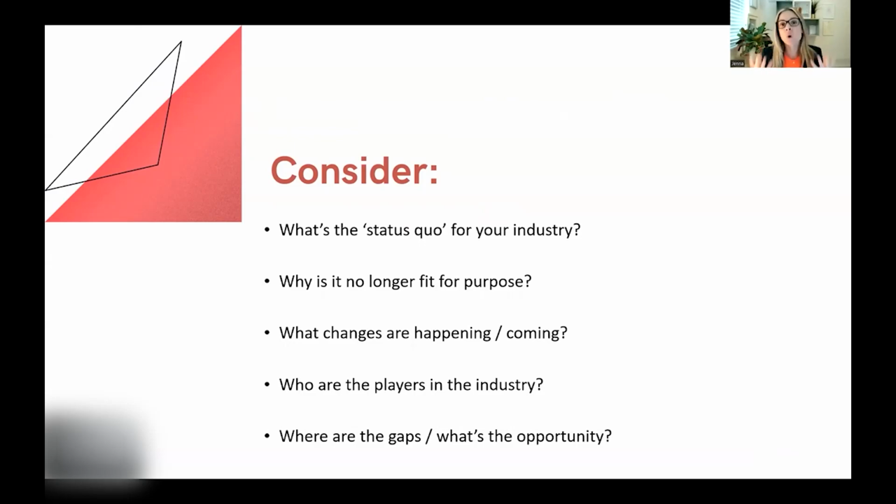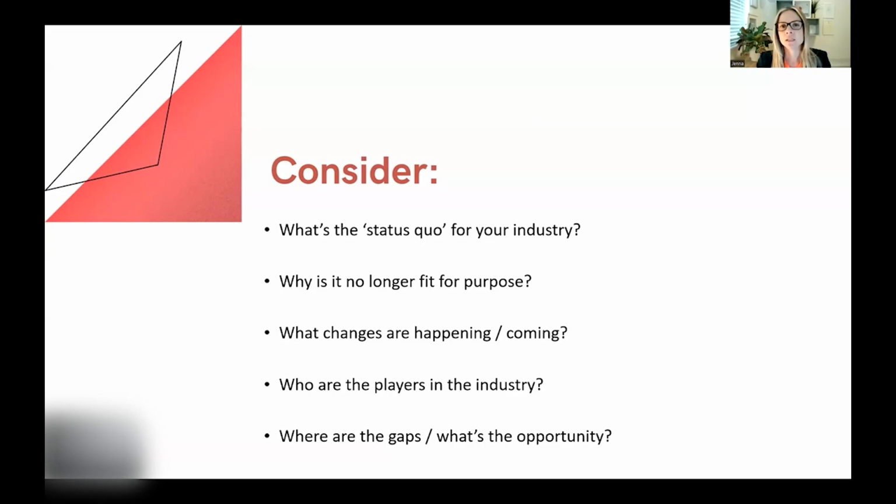The next thing to think about is, why is it that it's no longer fit for purpose? So why is the way that this industry is operating no longer sustainable, no longer fit for purpose? Give us a little bit of an insight into that. So you're kind of educating us on the industry that you probably know quite a lot about, but your audience might not. Think about the changes that are happening, or what changes are coming. This is a really key one, because it might be that you can see that there's changes that are coming in this industry and you're ahead of the game. It might be that changes have already happened or are happening and you're jumping in at that point. So what are those changes that are happening? What are the changes that are coming?